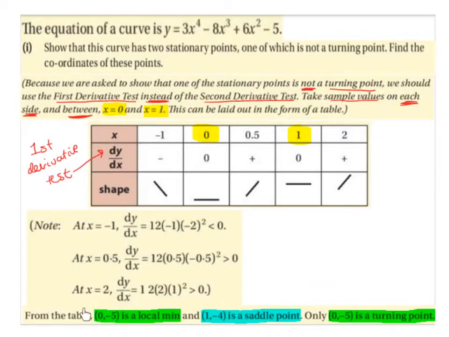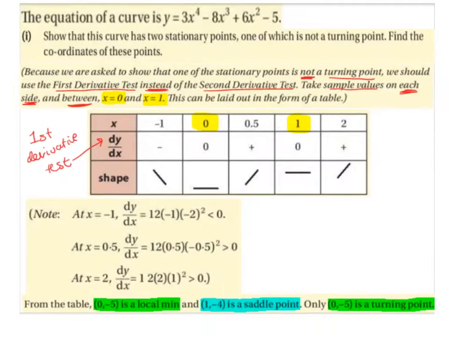So from the table, (0, -5) is a local minimum. So we can see we would have a minimum point here. This is a U shape, so this would be a minimum point. And (1, -4) is a saddle point, because we see we are increasing, then we have a slope of 0, and then we're increasing again. So this is a saddle point. So therefore, only (0, -5) is a turning point. We can see that our curve is turning at this point, whereas here we have a saddle point.